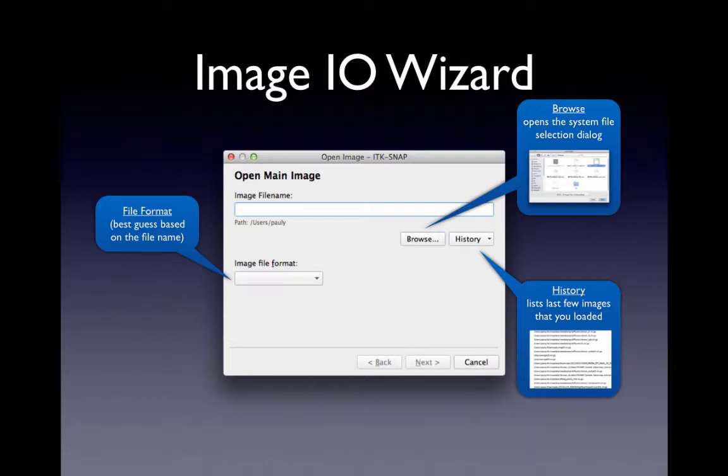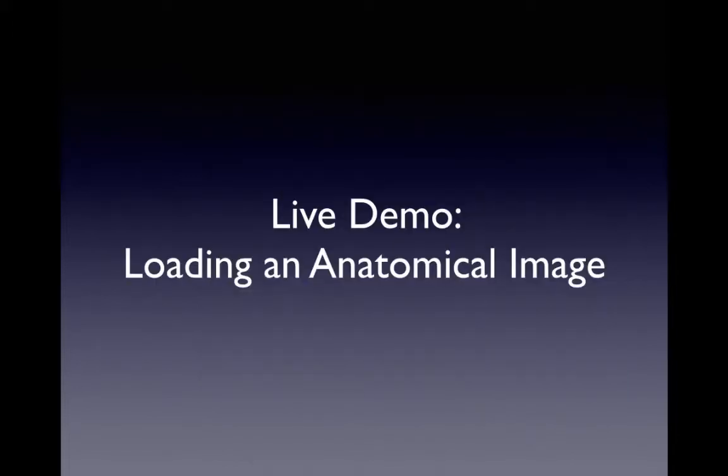Once you've selected an image, there's a file format box where it tries to guess the file format from the image file name. Sometimes it's right, sometimes you have to correct it. Sometimes your image file extension is not informative enough to guess the file format, so you might have to override it. But the sequence is: click Browse, get a file name in here, check that the file format is correct, and then go to the next page. And we'll practice with this as well.